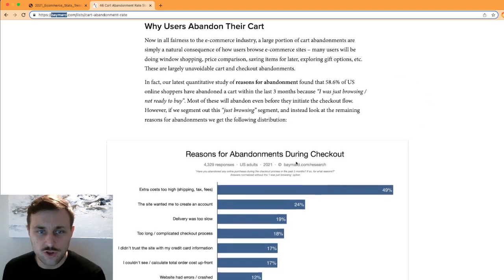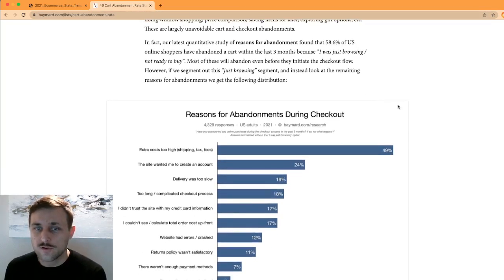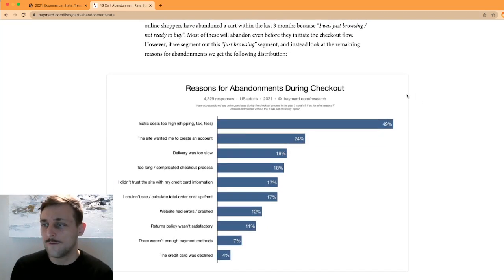But I just wanted to comment on this chart here about why users abandon their carts. So we saw that depending on the industry and the device, basically rates are about 3 persons out of 4 who abandon their cart, and that increases on mobile. And so here are the responses.